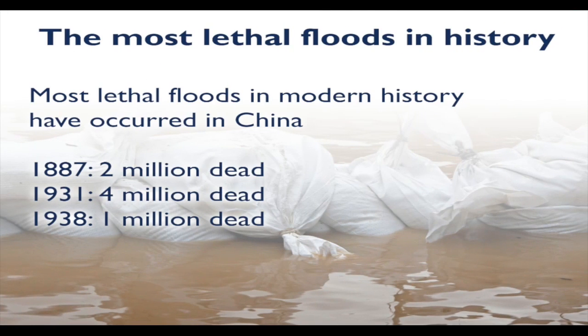So the most lethal floods in history actually have occurred in China. Modern history, 1887 to date now, 2 million dead in China due to one flood. 1931, 4 million people lost their lives in floods. And in 1938, another 1 million people as well. So these have huge, far-reaching consequences when we're talking about the number of people that can be affected and the number of people out of those that can actually be killed by flooding.